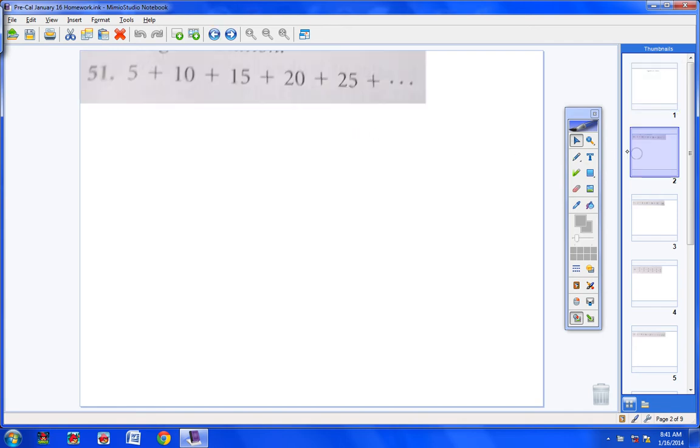Let's go ahead and get started with numbers 51 through 59. The directions say write sigma notation. So let's start off with number 51.